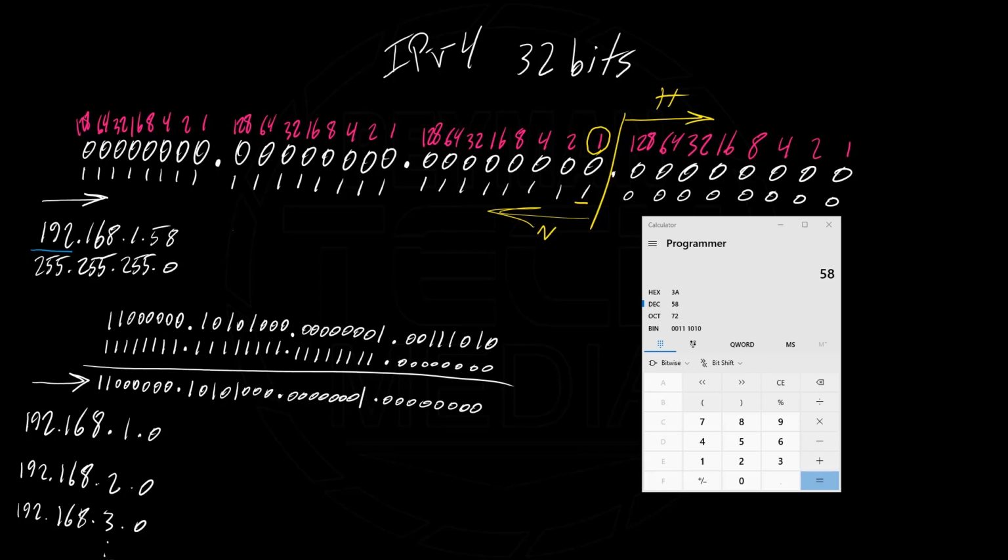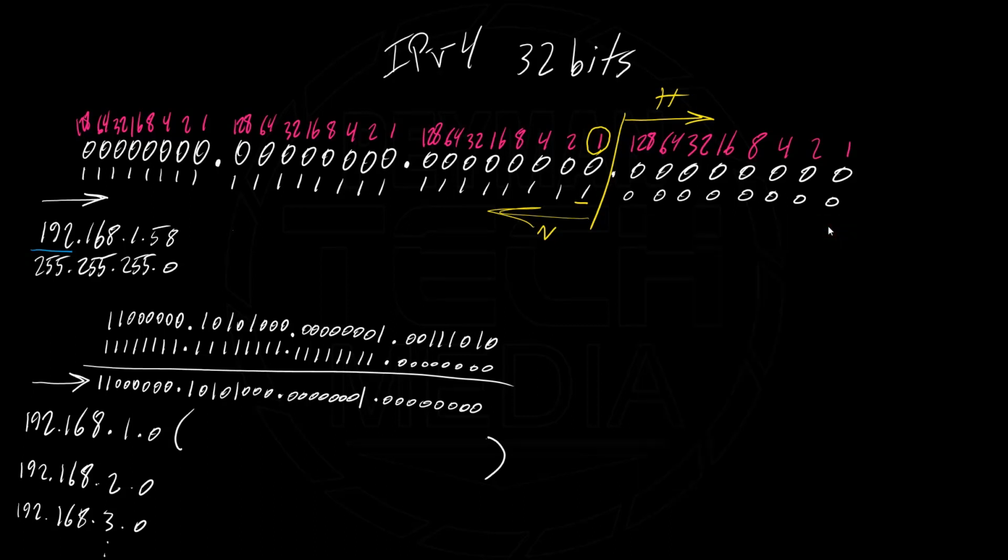But this IP address that they gave us, 192.168.1.58, falls into the first network, because here we can see 192.168.1.0. And okay, let's go ahead. We don't need this calculator. Let's close that.